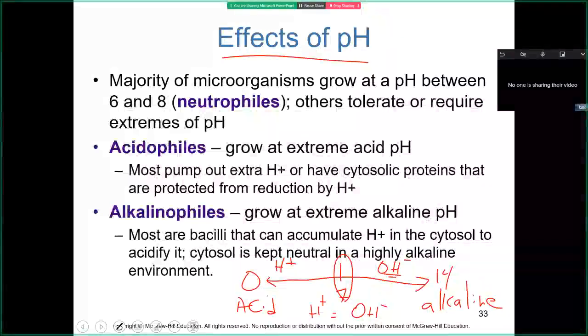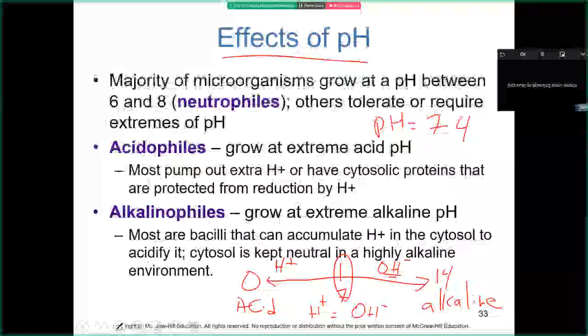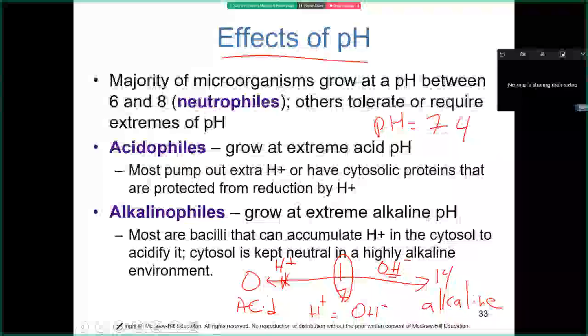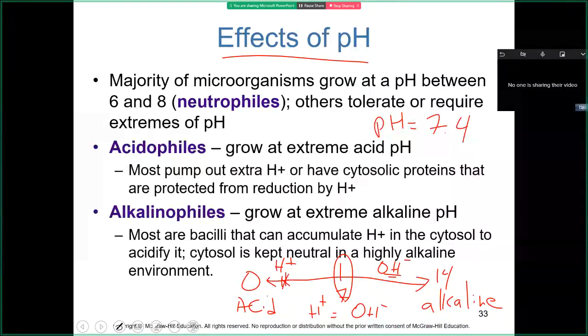Your body fluids average about a pH of 7.4, so slightly alkaline. Your stomach obviously is an exception, and there are some few organisms that can live in your stomach where the pH is down in this range, right around the pH of 1 or 2, due to the high presence of hydrochloric acid produced by your parietal cells in your gastric glands.